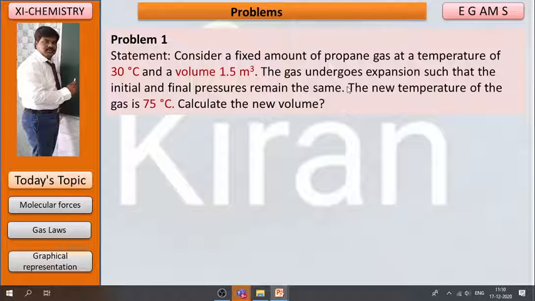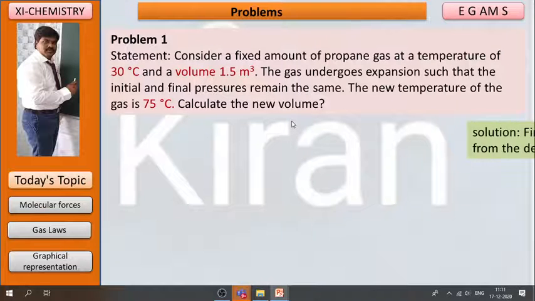The gas undergoes expansion such that initial and final pressures remain the same. The new temperature of the gas is 75 degrees centigrade. Calculate the new volume. So first, whatever the given values, you have to underline them.